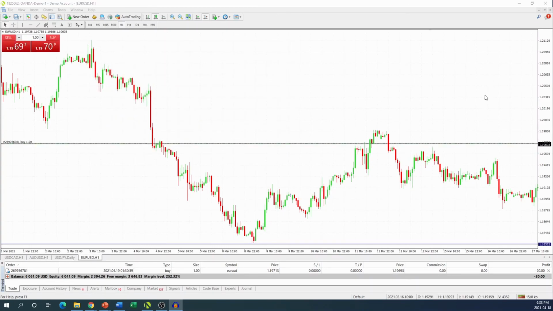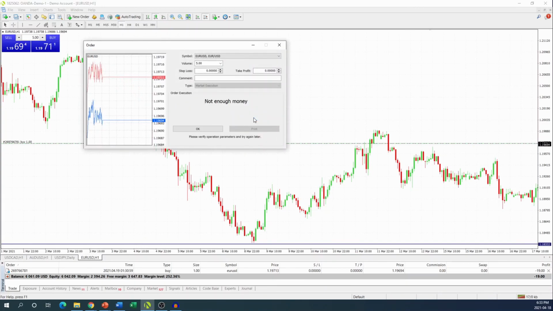I have one standard lot trade on the Euro US. So this is the free margin we have available there, and the margin that we are using over here. And this is the account margin. So let's try to enter one more trade that's out of our margin level. Let's try to enter a 5 standard lot trade. So, not enough money. We're going out of our margin level, so that's why we're getting that error message.